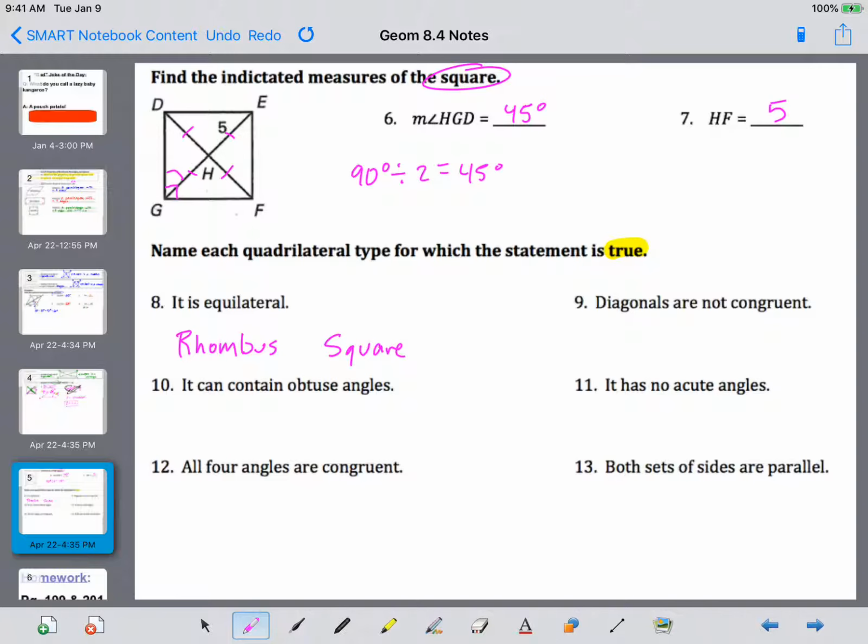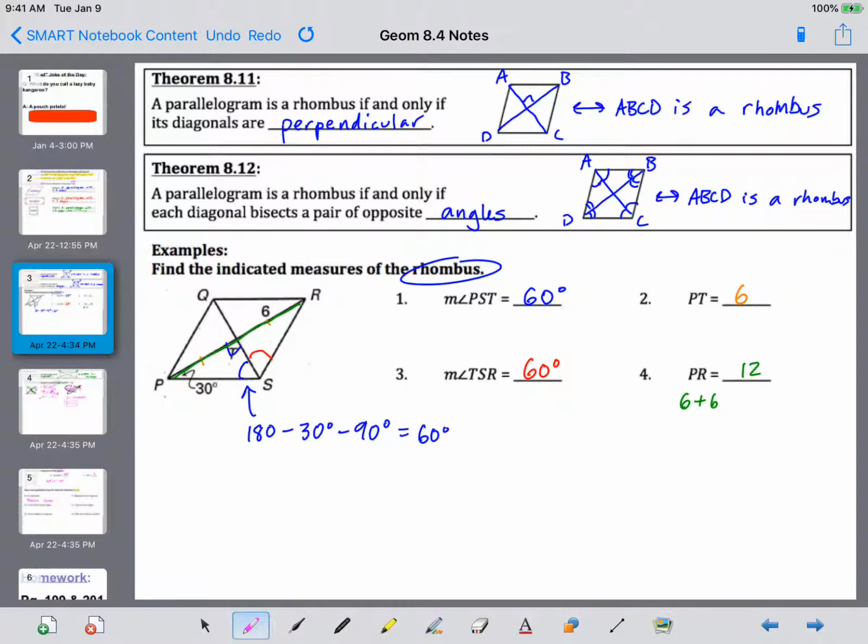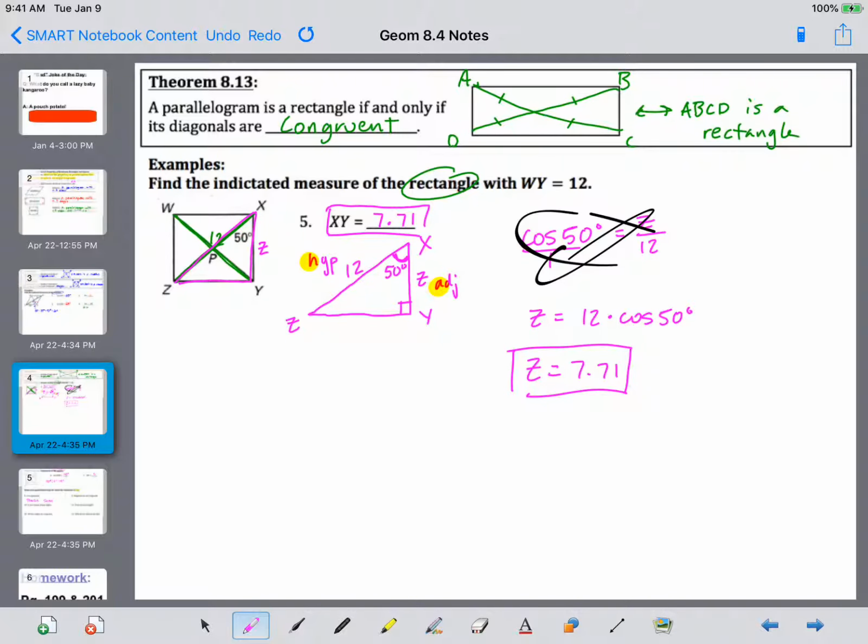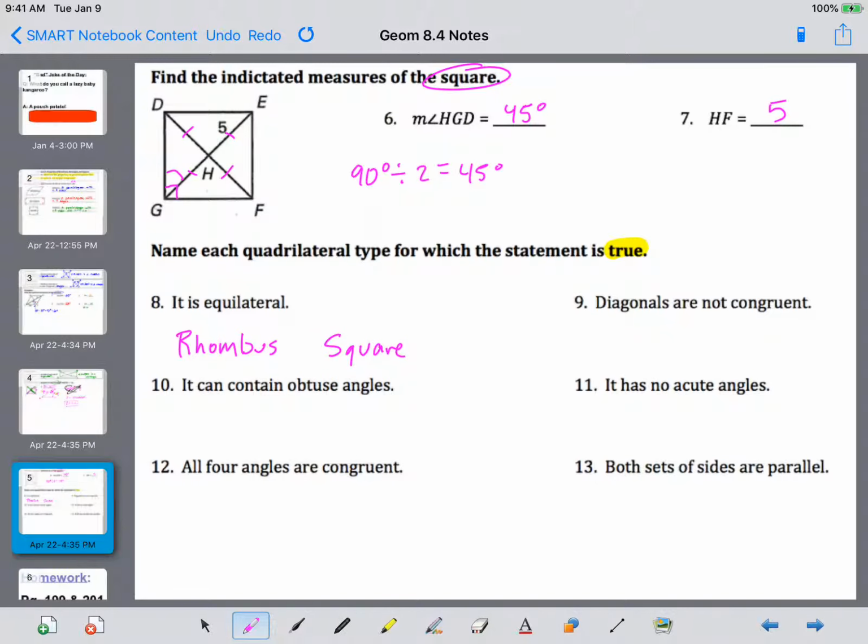So in number 9, diagonals are not congruent. Well, if we go back to our theorems, looks like they're not congruent in a rhombus. They are congruent in a rectangle, and then it turns out they would also have to be congruent in a square. So they're not congruent in a rhombus, and they're also not congruent in parallelograms. If we think back to our section 8.2, talked all about parallelograms, so it wouldn't be true in those two, or they would not be congruent.